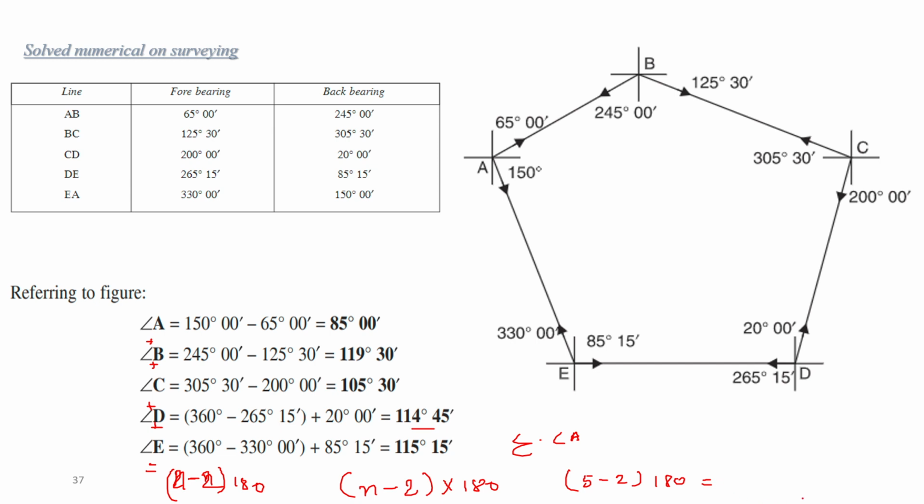It is equal to 3 into 180. So 3 into 180 is equal to how much? 540. So the sum of these internal angles should be 540. If we have calculated everything correctly, our internal angles should sum to this. Otherwise, there will be an error.